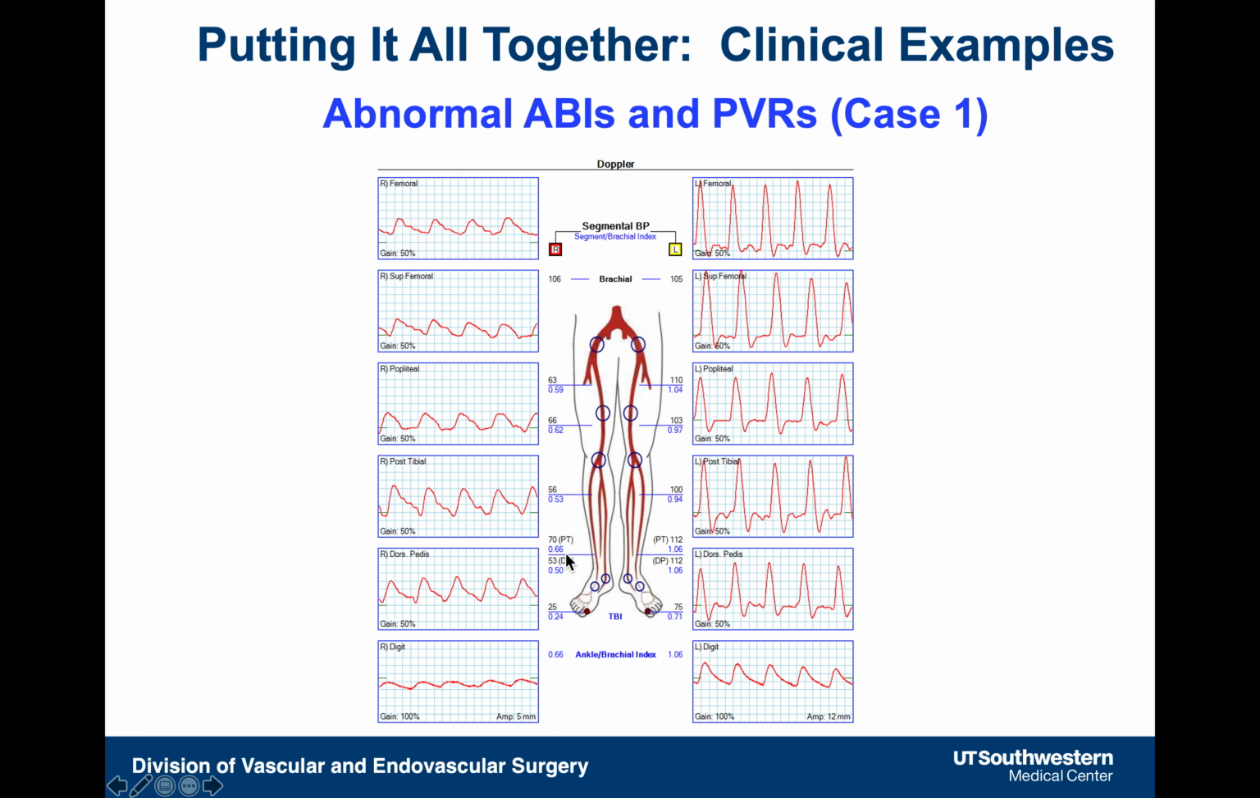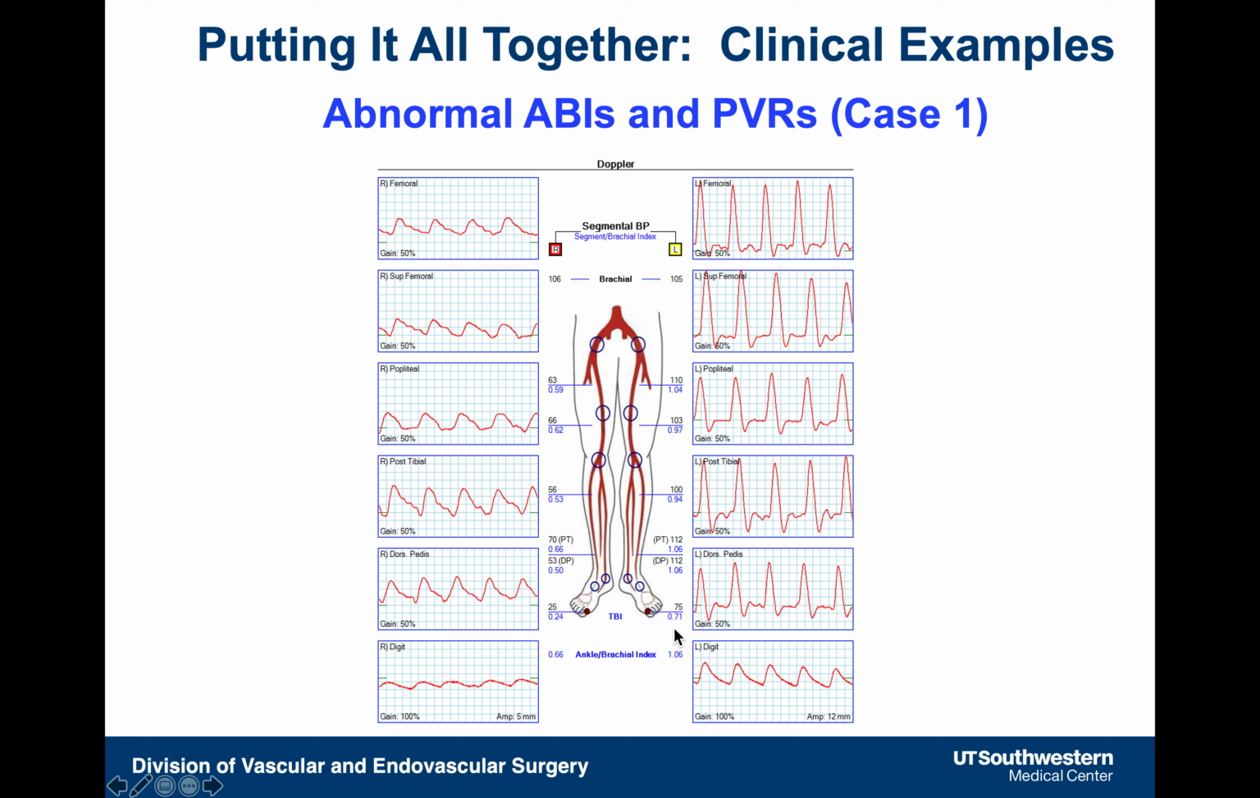0.66 ABI on the right, normal on the left. Now, let's look at the normal one first. Next thing I would do is look at the waveforms at the dorsalis pedis and posterior tibialis artery. Are they high quality waveforms? Do they look triphasic or biphasic? In other words, multiphasic. And in fact, they do. So that's a normal ABI that's reliable.